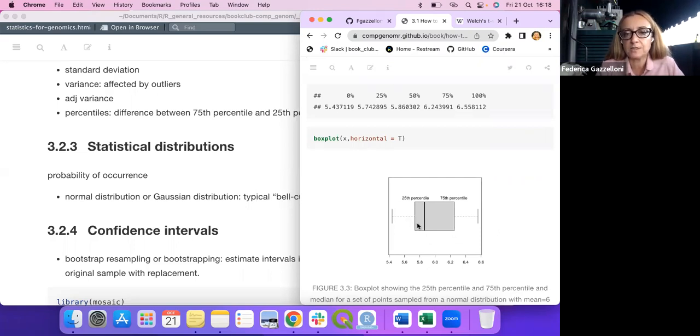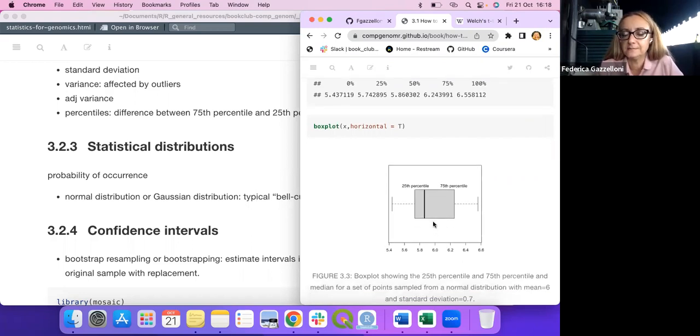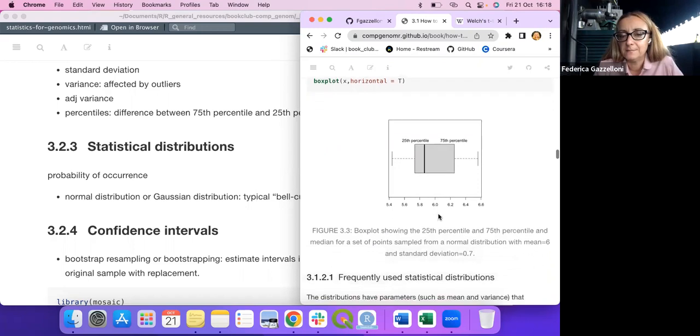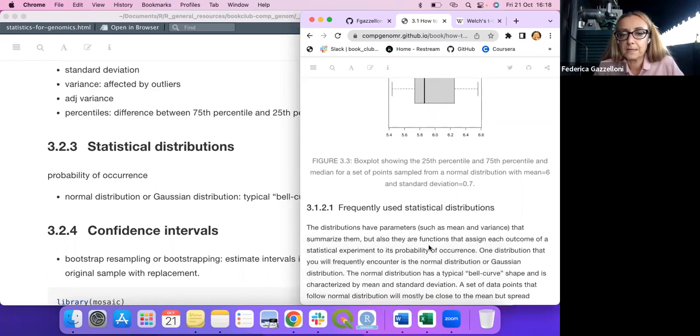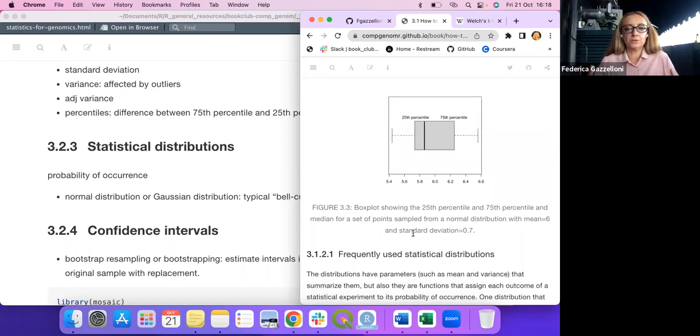In this case, for example, this box plot shows that the distribution might be a little skewed, so it's not very centered on the 50%. It's not exactly a bell curve, okay? So what we can say is that we are now talking about distributions of your data.